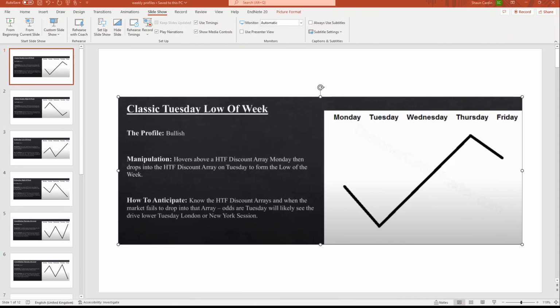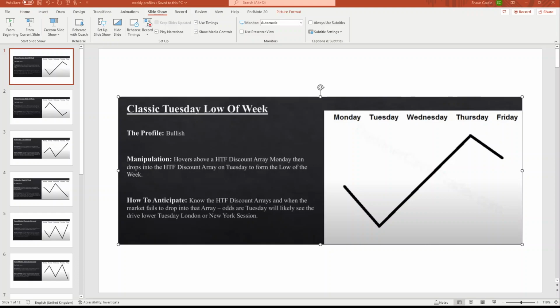So how is the classic Tuesday low of week formed? There's manipulation, so we should be hovering above a higher time frame discount array. This was the higher time frame discount array, this 4-hour fair value gap, and although we didn't hover around it on Monday, we did hover around it.